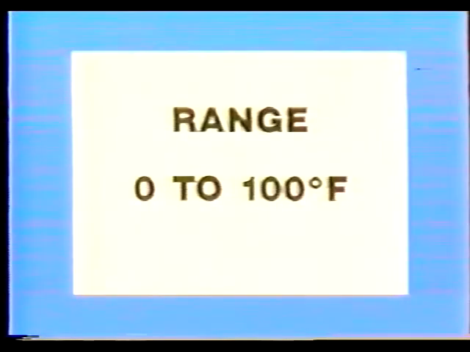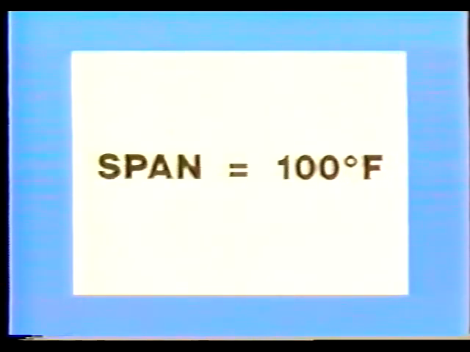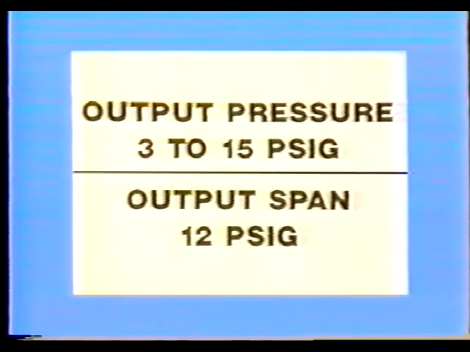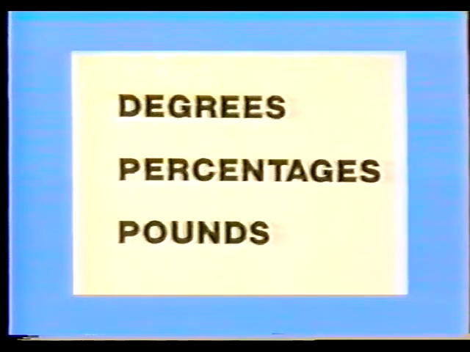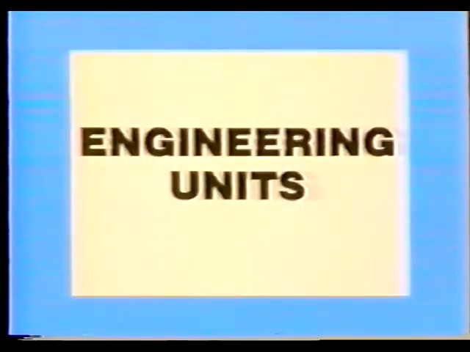For example, a 0 to 100 degree transmitter has a span of 100 degrees or 100 engineering units, each unit being 1 degree. The output or signal pressure that is maintained by the transmitter is 3 to 15 psig over the specific range of the transmitter. This is an output span of 12 psig and relates to the temperature, pressure, or humidity being sensed. The degrees, percentages, or pounds, etc. are referred to as engineering units.